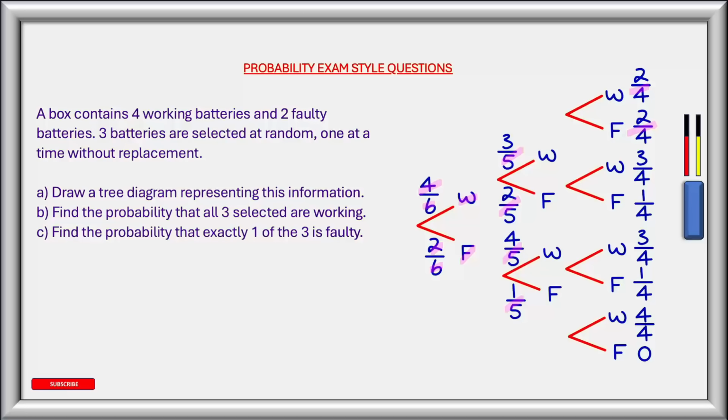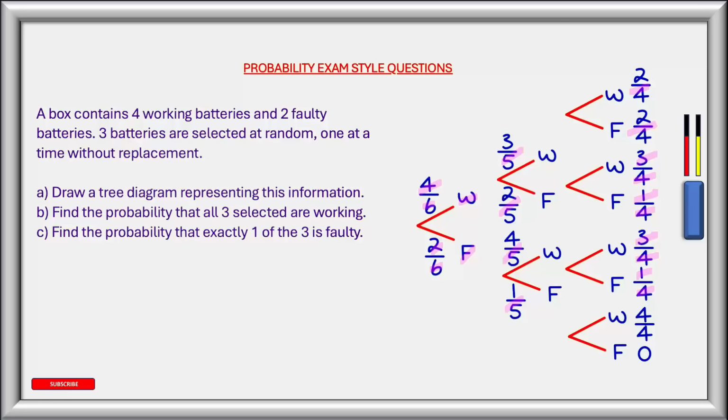If our first selection was a working battery and our second selection was a faulty battery, that would mean that there are still 3 working batteries in the box out of a total of 4. That means the chances of our third battery being a working battery is 3 chances in 4, and 1 chance in 4 of it being faulty. If our first selection was a faulty battery and our second selection was a working battery, then there'd still be 3 working batteries left in the box out of a total of 4. So the chances of our third selection being a working battery would be 3 chances in 4, and the chances of it being faulty would be 1 in 4.